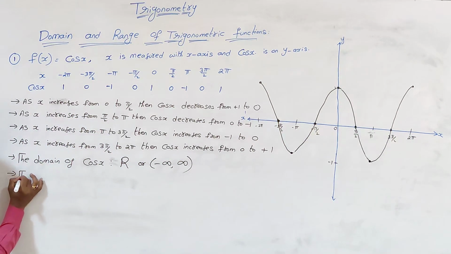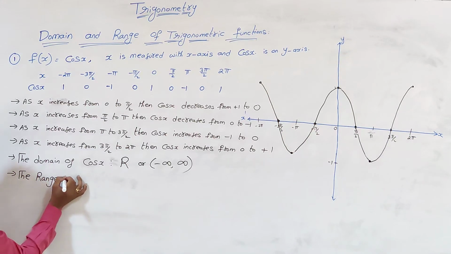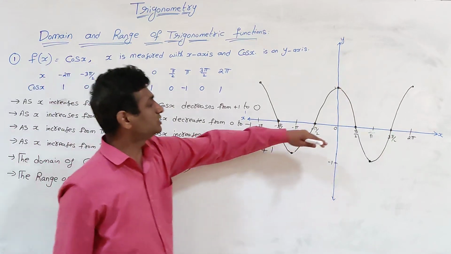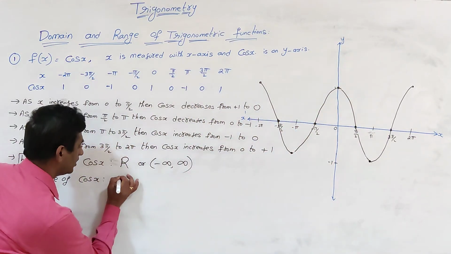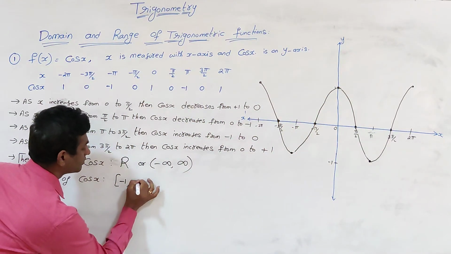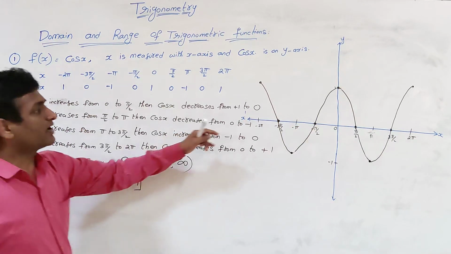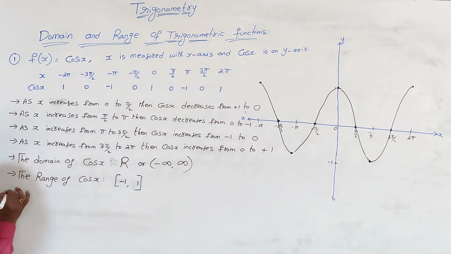Next, the set of outputs means that is range. The range of cos x is what? The values lie between minus 1 to plus 1. It is the closed interval minus 1 comma 1. And in this case, the maximum value is plus 1 and the minimum value is minus 1.